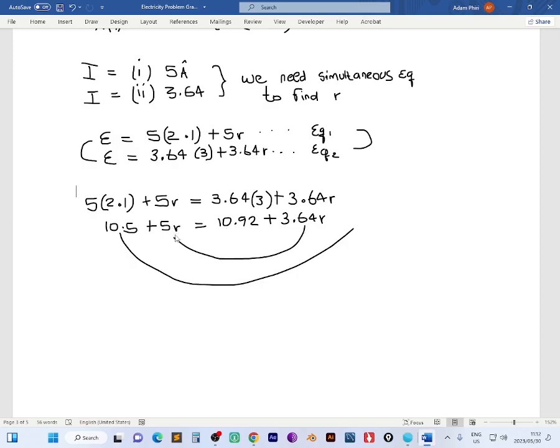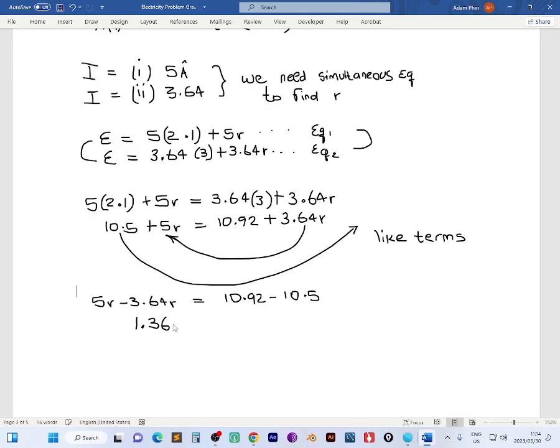So now you can see we have constants and the R values, and now we have to group like terms. You can just take the smallest to the biggest. You can see the 5R and 3.64R, we can just transpose 3.64. So that is when we group like terms. Now remember we were solving for R, so we make R the subject of our formula. So we have 5R minus 3.64R equals 10.92 minus 10.5.